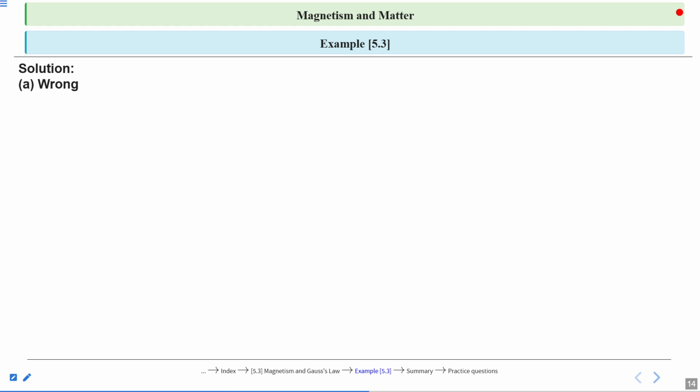So A part is wrong. The magnetic field lines for this configuration are wrong. This is a straight conductor carrying current in the upward direction. It is shown here, a straight conductor carrying current in the upward direction.